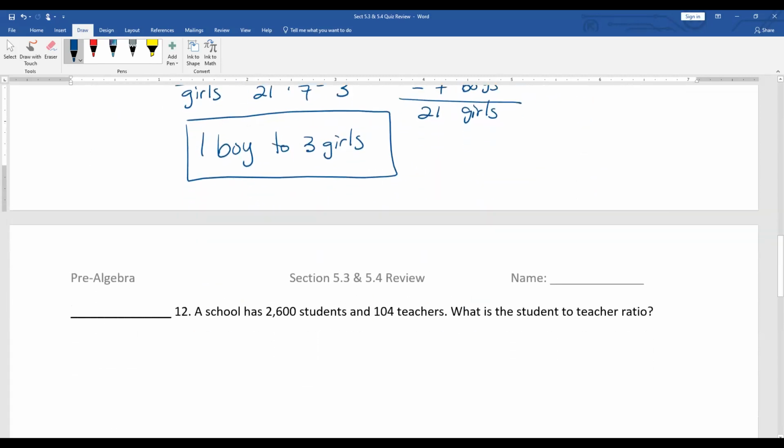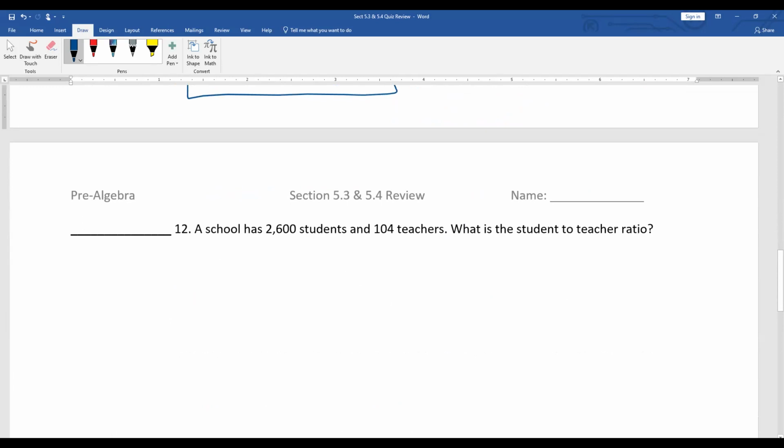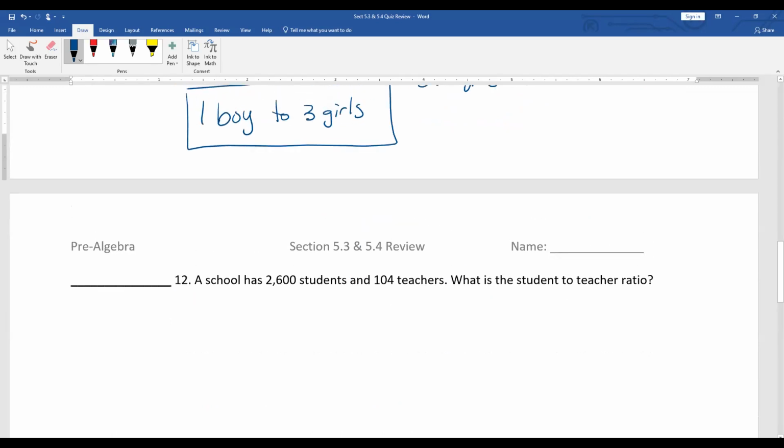All right, the last one we have here, a school has 2,600 students and 104 teachers. What is the student to teacher ratio? In this one, there's no first step. They've given us everything that we need. Just make sure you've got student to teacher. That means 2,600 over 104.